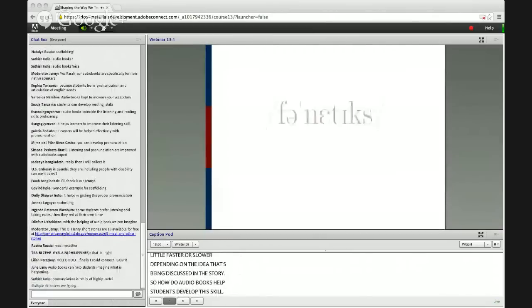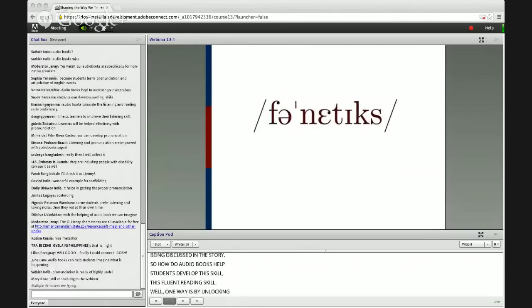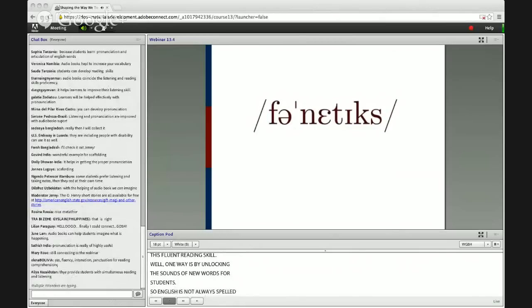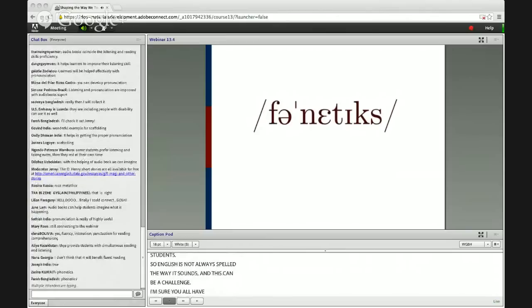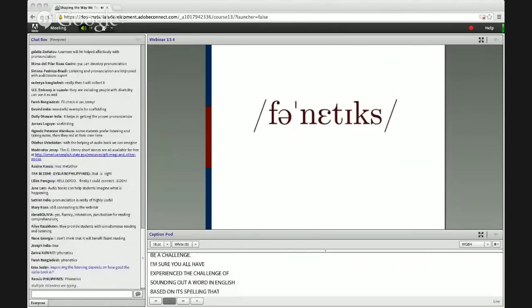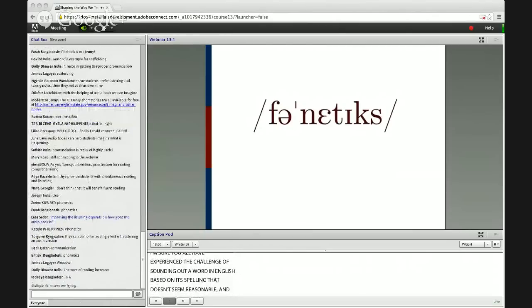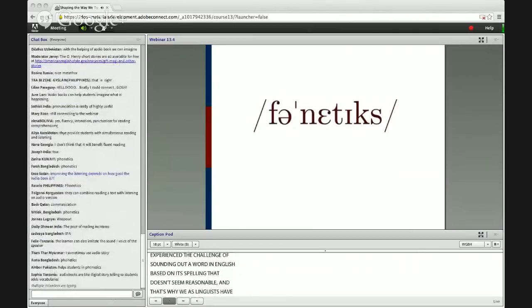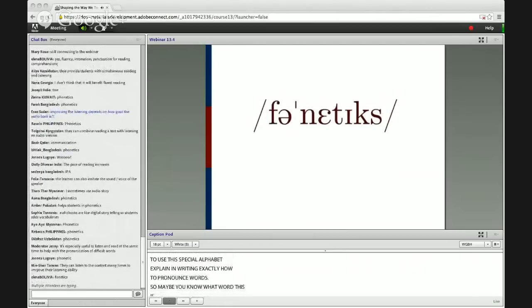Well, one way is by unlocking the sounds of new words for students. So English is not always spelled the way it sounds, and this can be a challenge. I'm sure you all have experienced the challenge of sounding out a word in English based on its spelling that doesn't seem reasonable. And that's why we, as linguists, have to use this special alphabet to explain in writing exactly how to pronounce words. So maybe you know what word this is. That's right, Ozma, phonetics. This is the word phonetics written in the International Phonetic Alphabet.